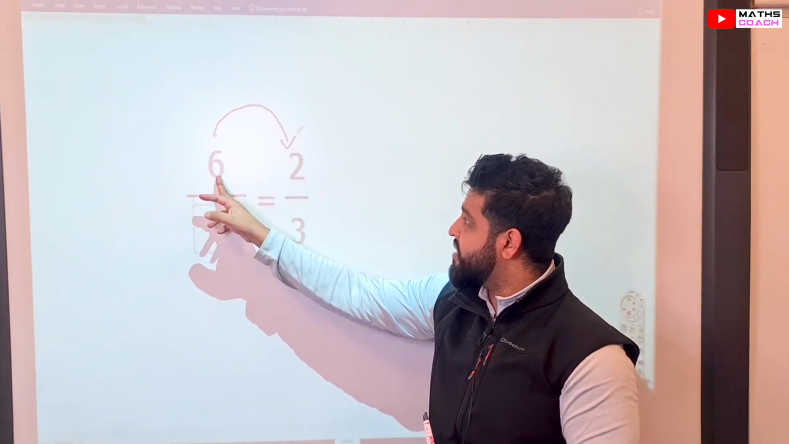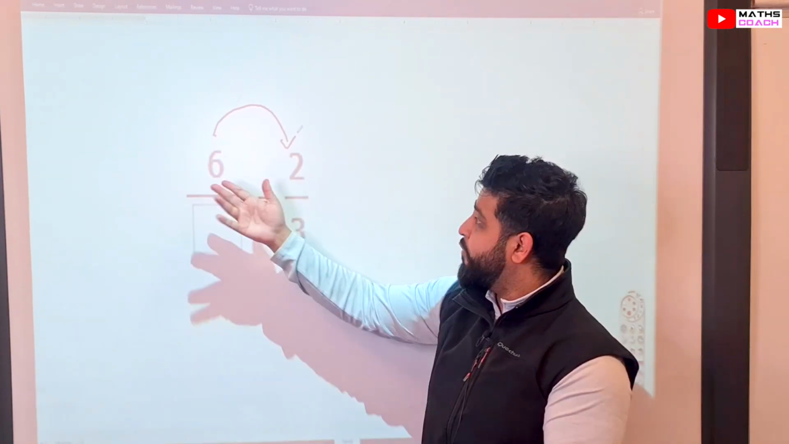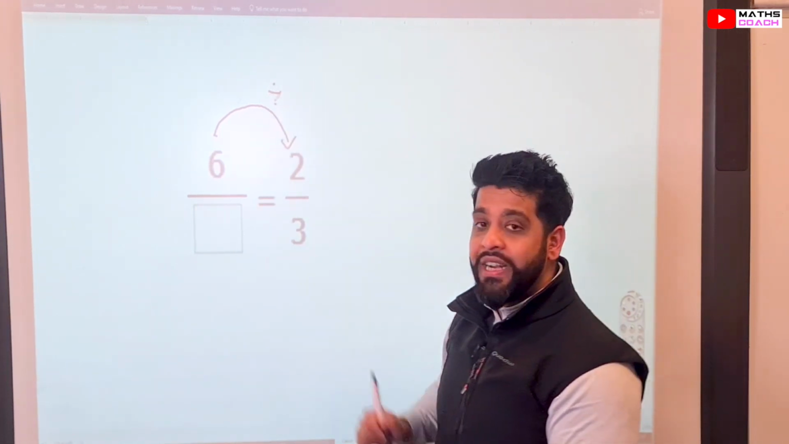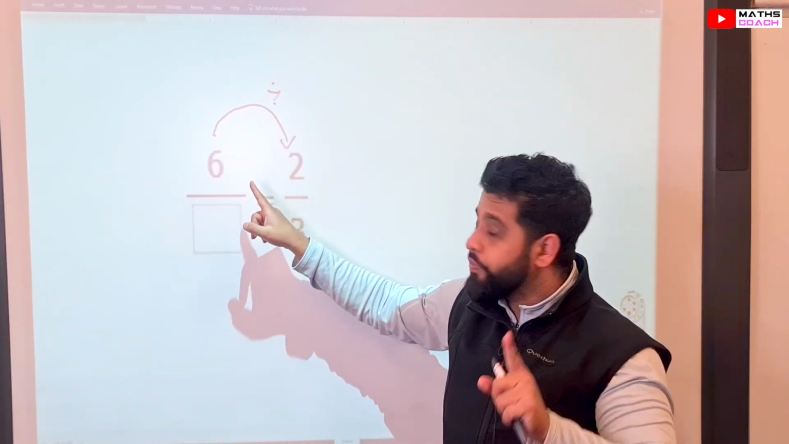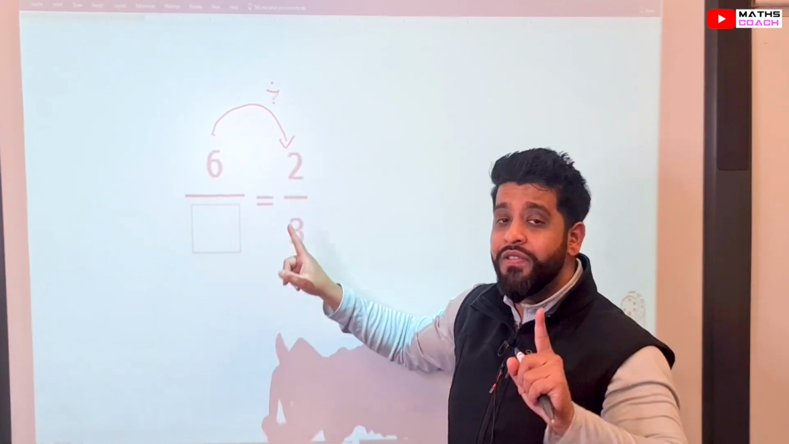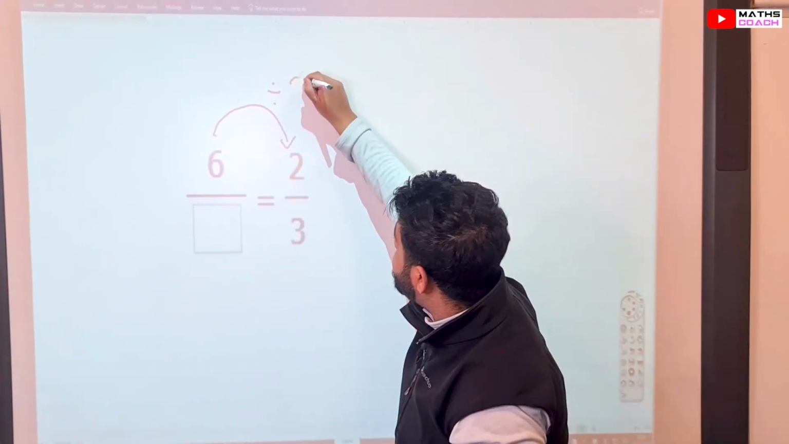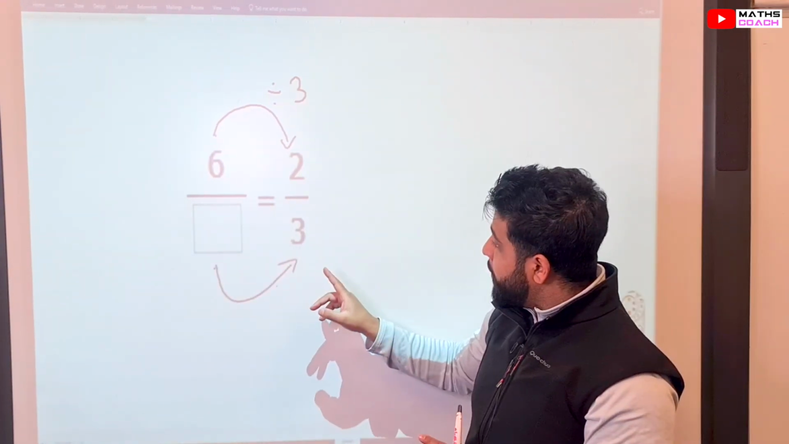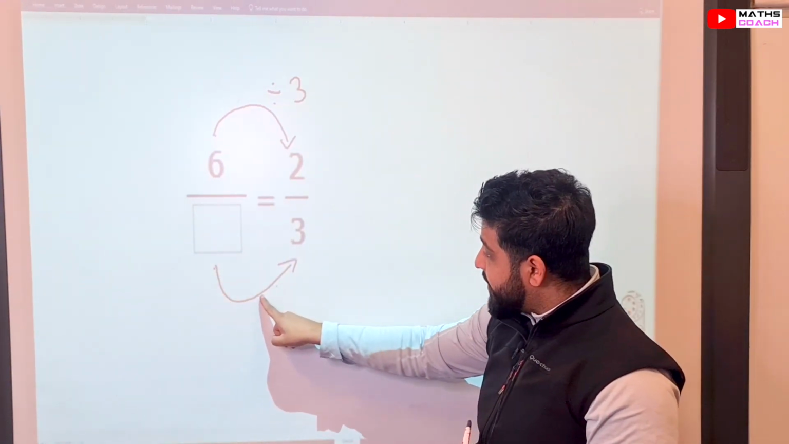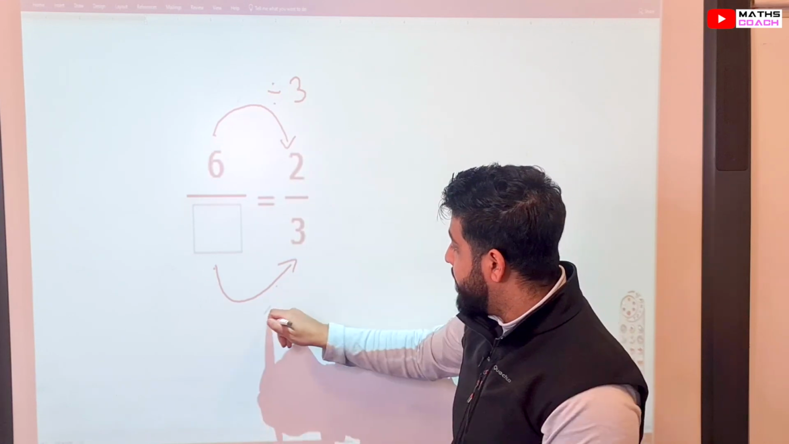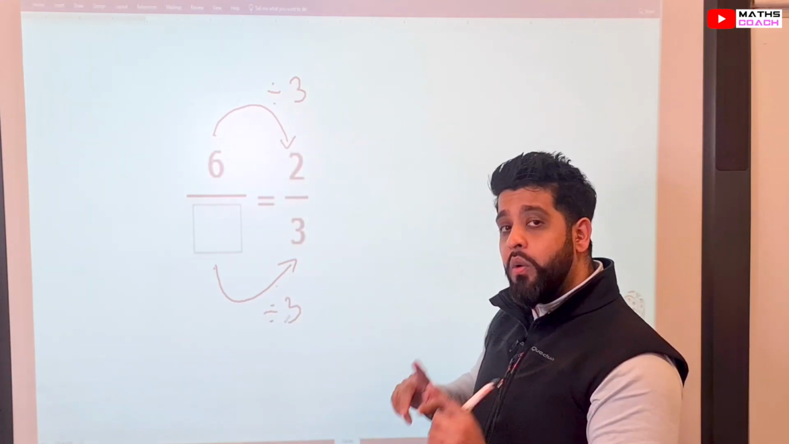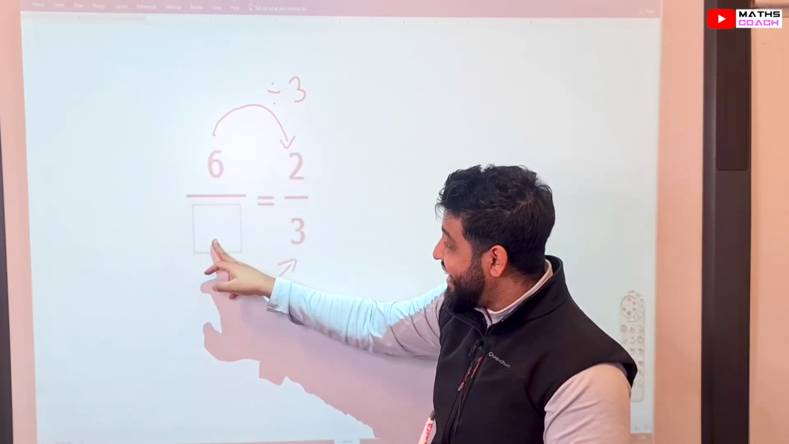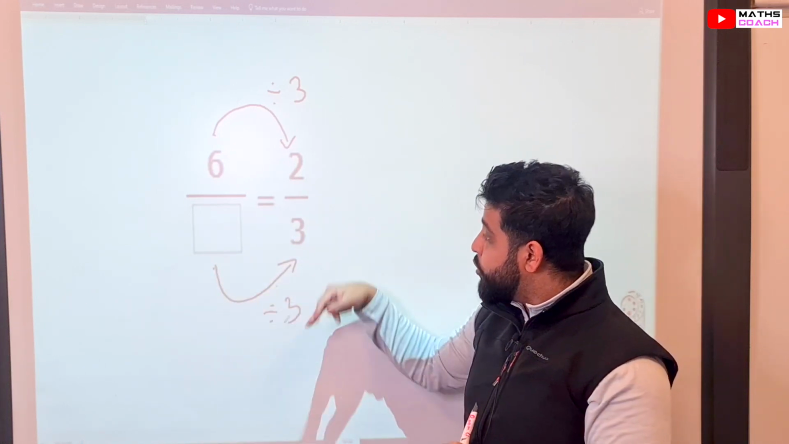Now, obviously the 6 is bigger than the 2, so therefore you had to have divided here by something, okay? Now, what did you divide by? 6 divided by what gives you 2? You should have said 3. So 6 divided by 3 gives us 2. So therefore, to find out what the denominator is, we'll also divide here by 3. But what we want to do is we want to go backwards. We want to know what number was there that divides by 3 to give us 3.